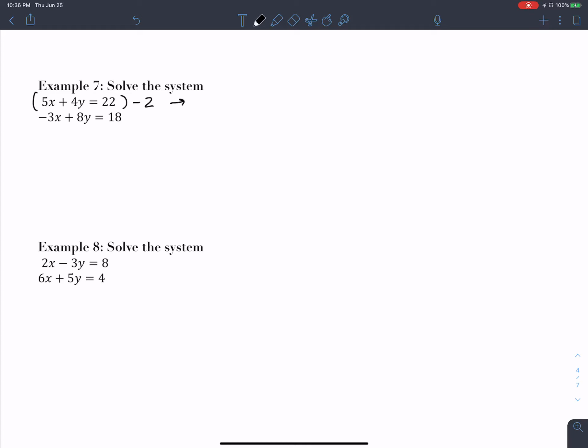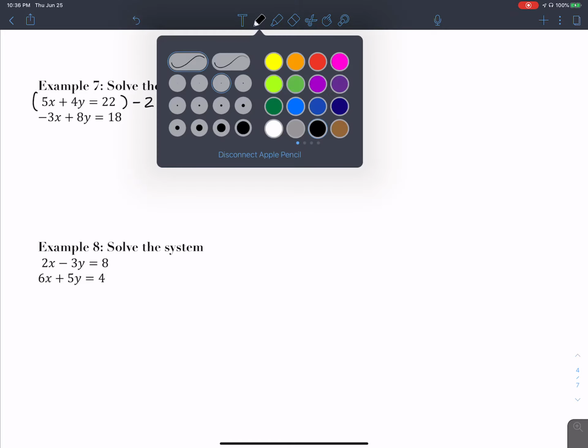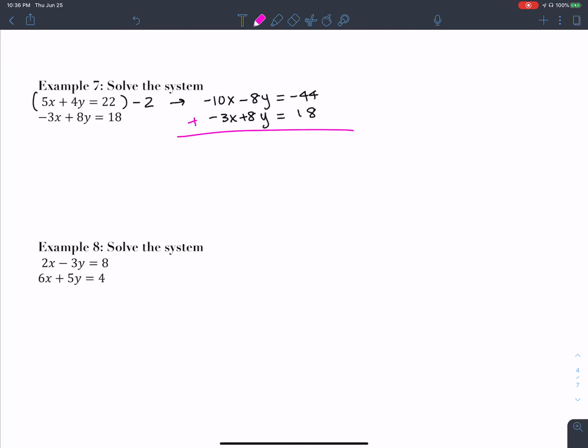So when we do that, we get -10x minus 8y equals -44. So see what we did? We forced that middle variable or coefficient to become a -8. So now it looks like that first one. Now we can add our equations together. We always add, and now we eliminate that variable.